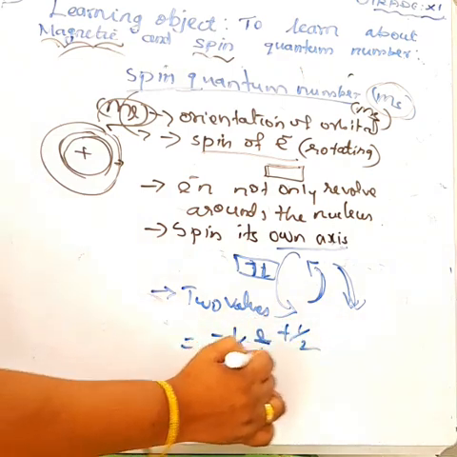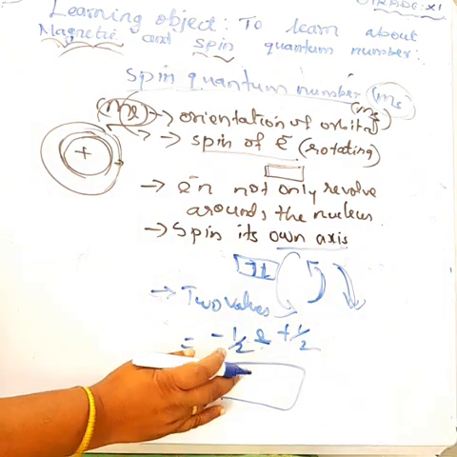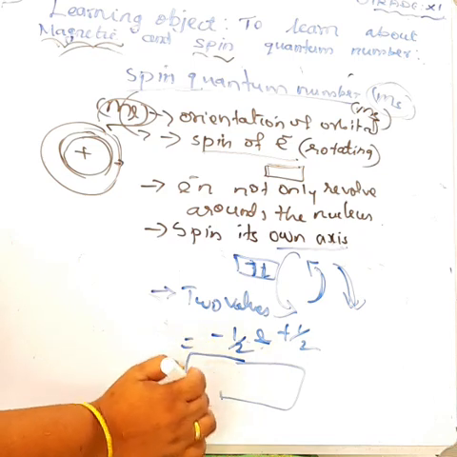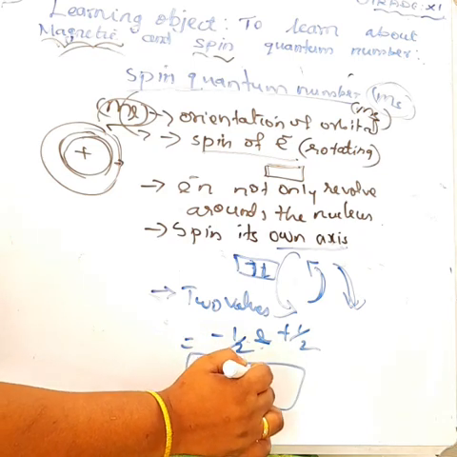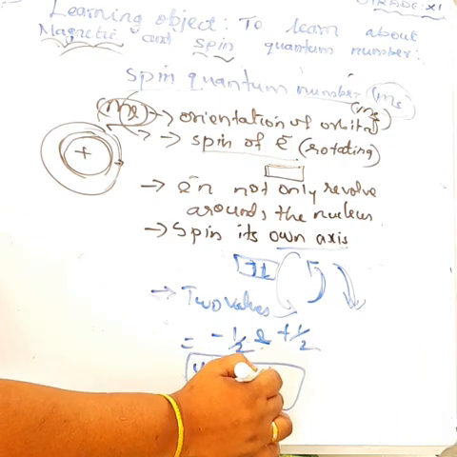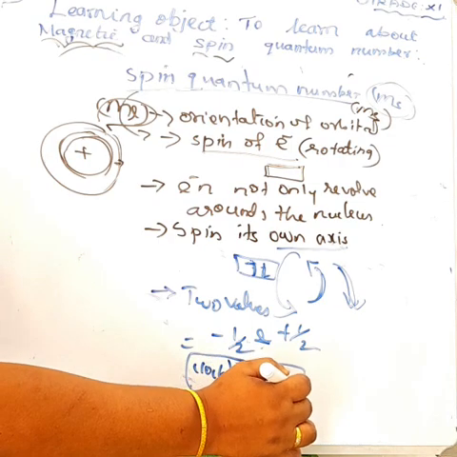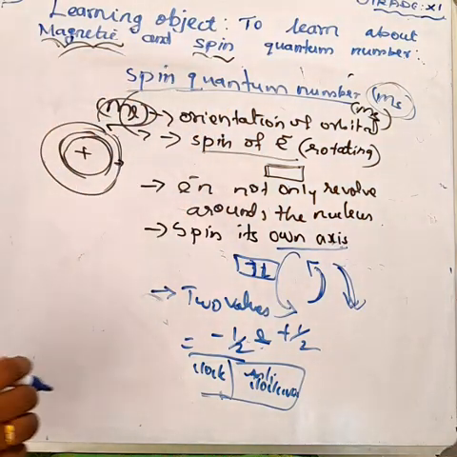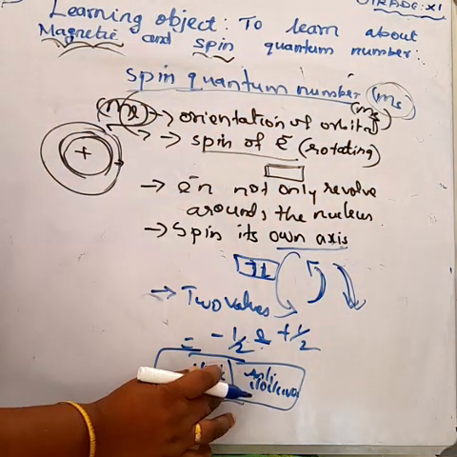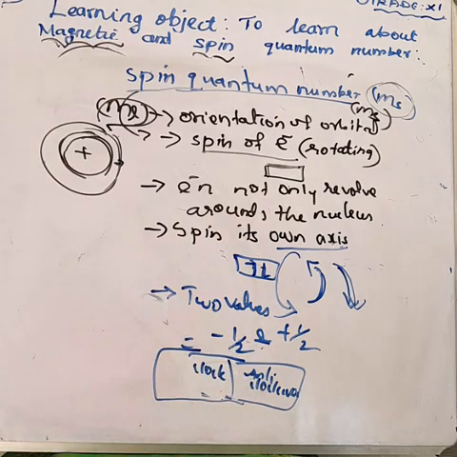Minus half and plus half. Understood? The spinning of electrons within the orbital is explained by the spin quantum number. Understood? Okay. And now once again, let me repeat all four quantum numbers.